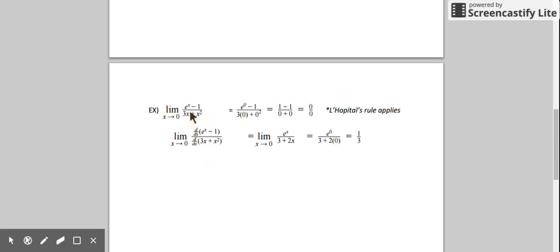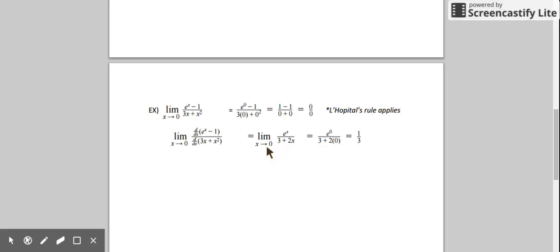Again, if I try and substitute first, e to the 0 is 1, and 1 minus 1 is 0. And substituting 0 on the bottom also gives me a result of 0. So we get this indeterminate form, 0 over 0. We are allowed to use L'Hopital's rule. Find the derivative of the numerator. The derivative of e to the x is e to the x. The derivative of 3x plus x squared is 3 plus 2x.